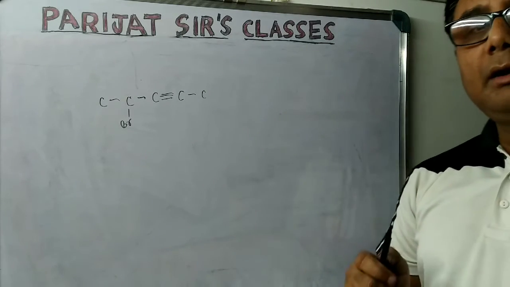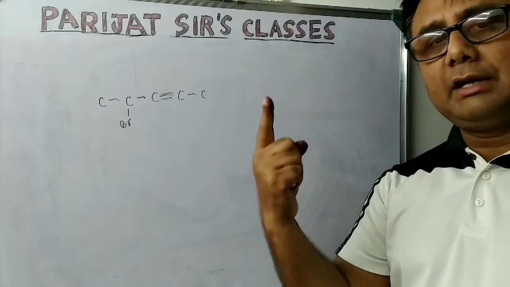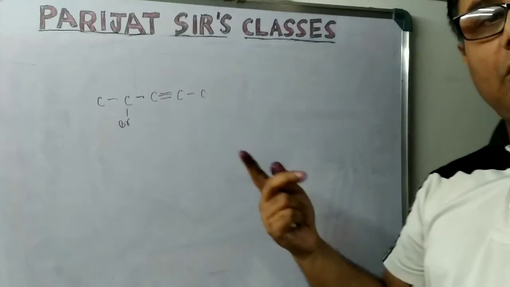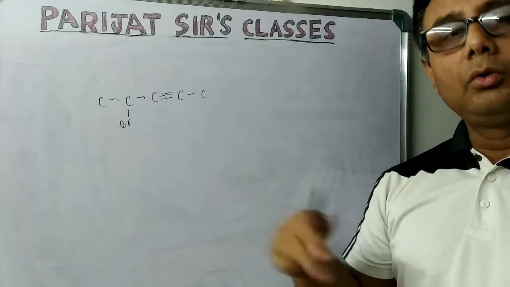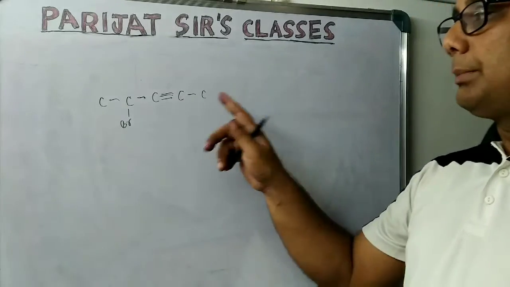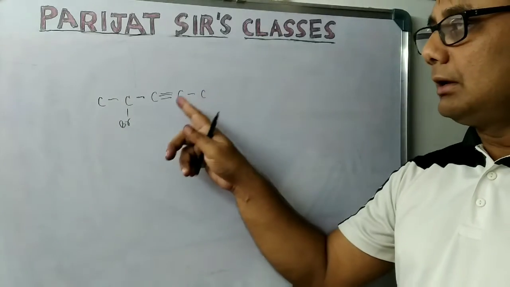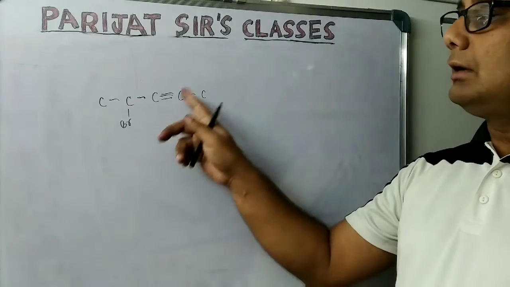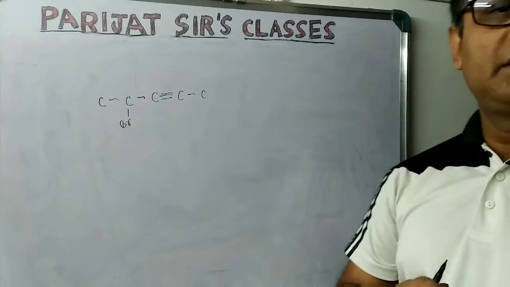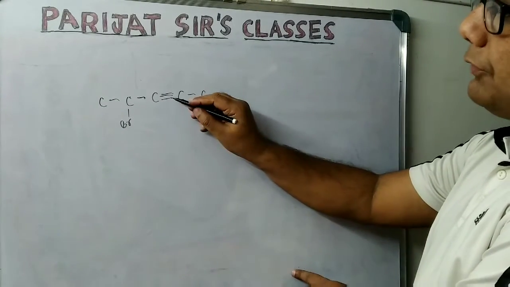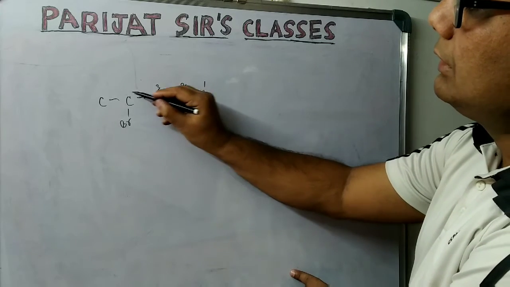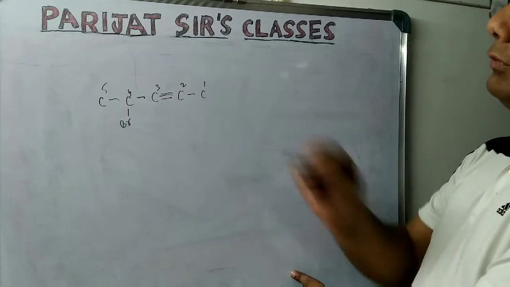So obviously the rule says first is longest chain, then the functional group. No functional group attached, no alcohol, no ketone, no aldehyde, no oic acid, nothing is hanging. So the preference first is the longest chain, then the functional group, and then the triple bond or double bond or single bond, and then the hanging groups. So we will give preference to the triple bond here. So 1, 2, 3, 4, 5.